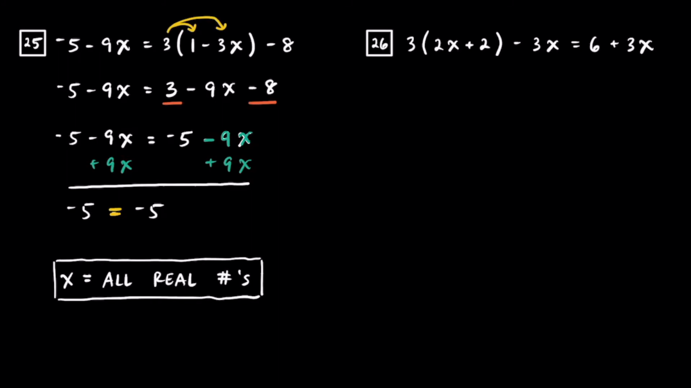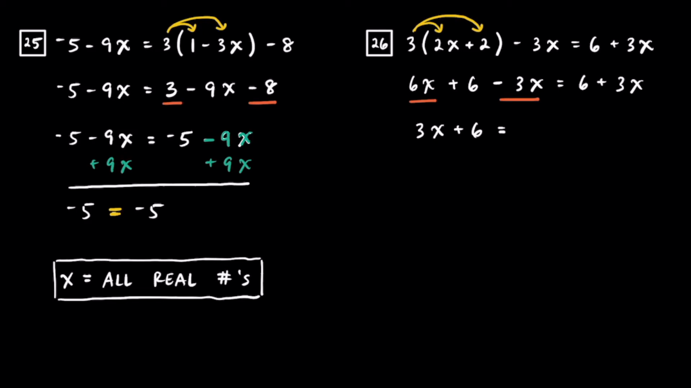For 26, we have 3 times the quantity of 2x plus 2 minus 3x is equal to 6 plus 3x. So the first thing we're going to do here is distribute this positive 3 to the positive 2x. That's going to be positive 6x. Then distributing this positive 3 to this positive 2, that's going to just equal positive 6. And then we still have a minus 3x on the left side of the equation is equal to 6 plus 3x. Okay. On the left side, we can go ahead and combine these like terms of 6x minus 3x. That's going to be positive 3x, and we have plus 6 is equal to 6 plus 3x.